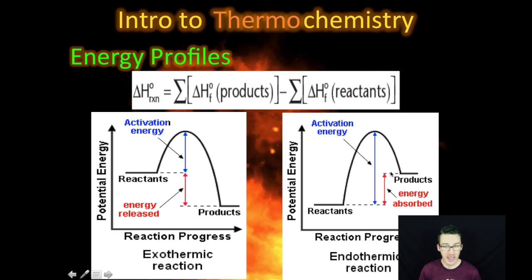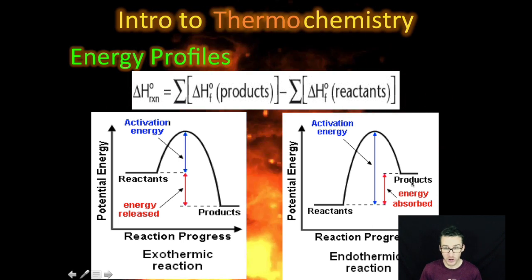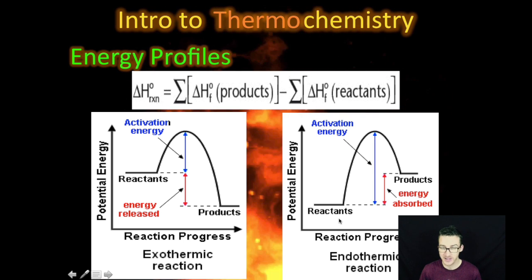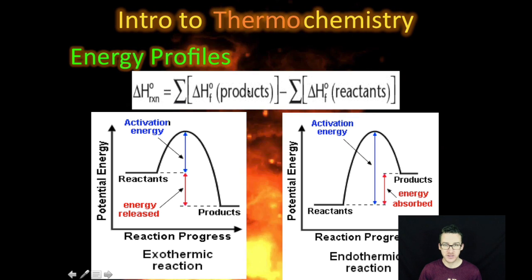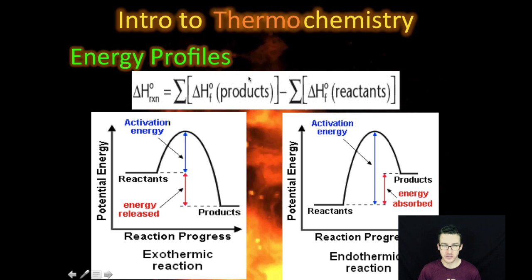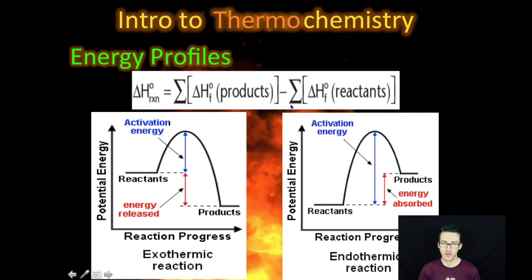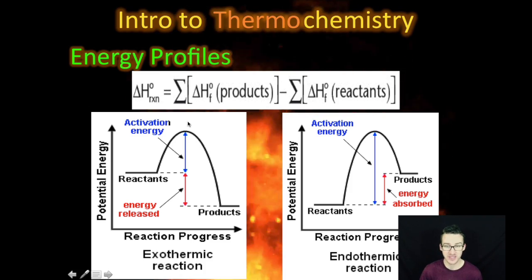Conversely, if you think about your endothermic reaction, note the products have higher energy than your reactants do. And in order to make that happen, you have to have added energy. So it's an endothermic process. Coming back to this equation, when the energy of your products is greater than the energy of your reactants, you're going to get a positive delta H.